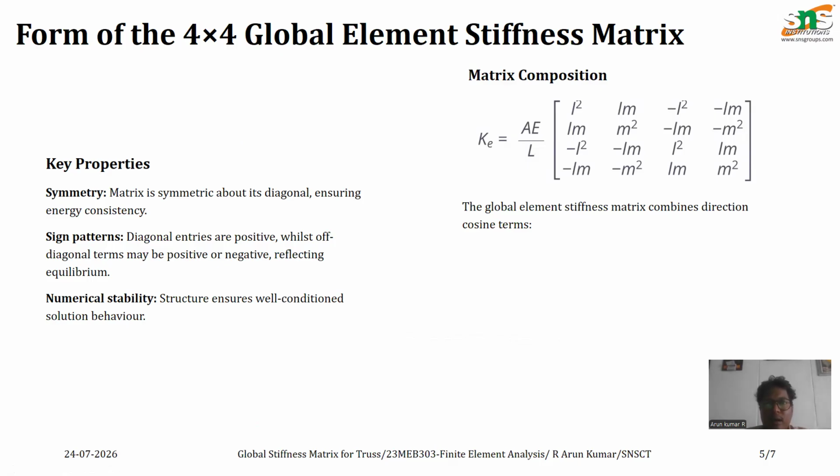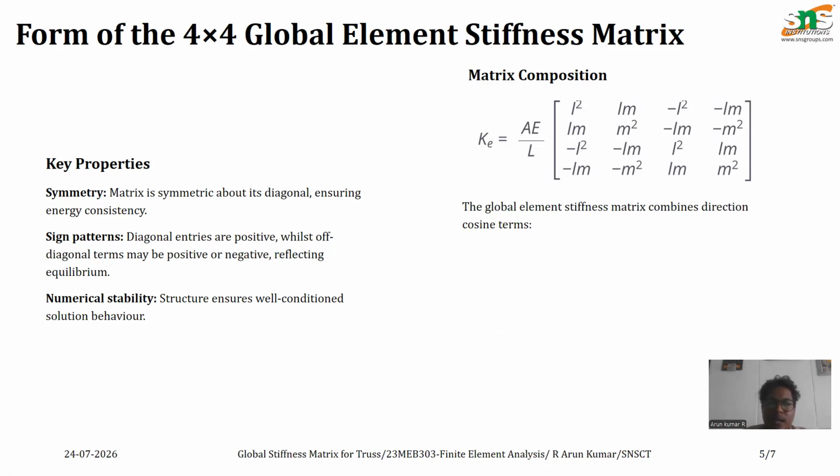Here the matrix for the truss element is represented as k_e = AE/L, where A is the area, E is Young's modulus, and L is the length, times the matrix: [L², LM, -L², -LM; LM, M², -LM, -M²; -L², -LM, L², LM; -LM, -M², LM, M²]. So this is the global stiffness matrix in terms of the direction cosine terms.